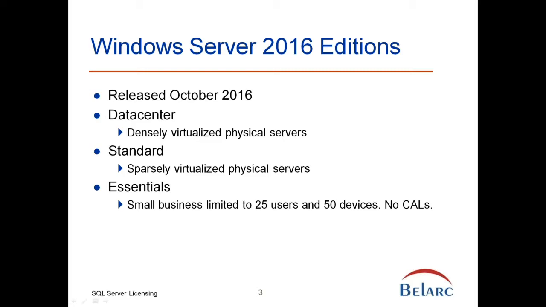So the important editions are the Datacenter, the Standard, and the Essentials. And the Datacenter is the heavyweight product that you use when you want to pack many operating systems onto a single physical server. The Standard is for more sparsely packed servers, so more casual usage, I guess I would say, or servers being shared with other purposes. And then there's Essentials, which is intended for small businesses. So it's a simpler way to set things up, but you're not permitted to use it in a department of a large corporation.